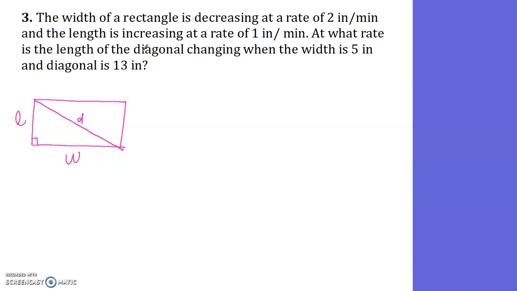So if we look at the two numbers they give us, they both come after the word "when." So that's how I know not to put them in the picture. So my equation here is going to be length squared plus width squared equals the diagonal squared. Then I'll take my derivative. That'll be 2L and then dL/dt. So every derivative gets a dt with it because we're now taking the derivative with respect to time.